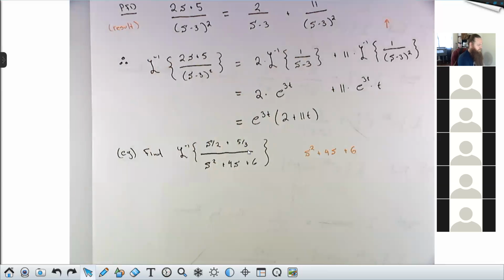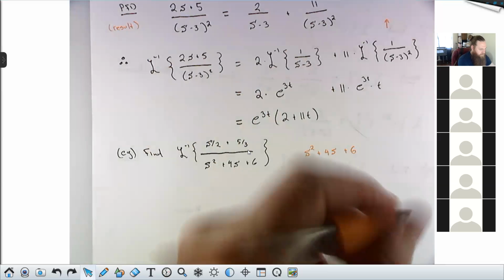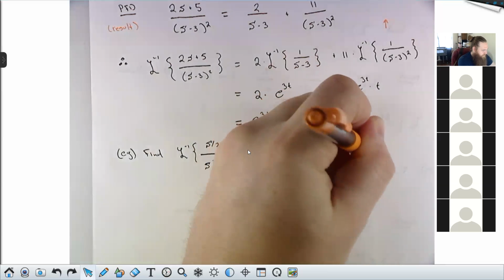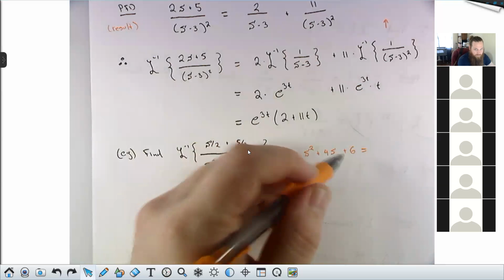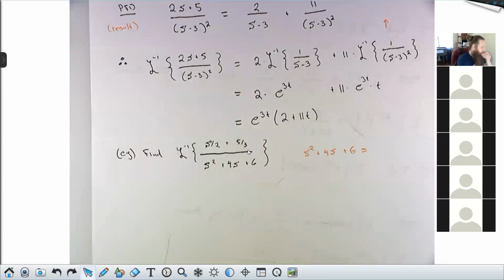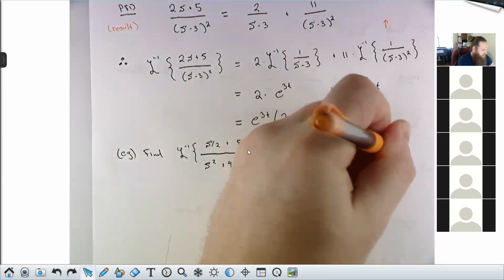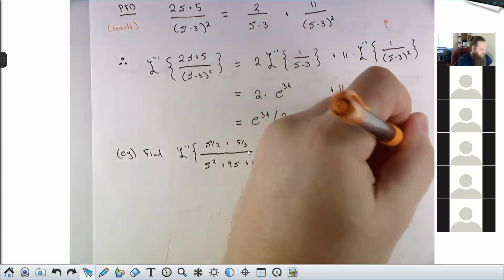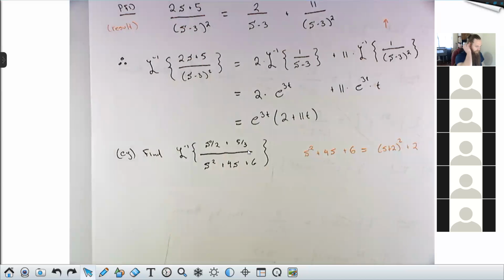Plus 6. If you try to compute the discriminant there, b squared minus 4ac, you get 16 minus 24, which is negative. So this doesn't factor. But if you complete the square, you can rewrite this as s squared plus 4s plus 4 plus 2, which is s plus 2 squared plus 2. So the bottom we're thinking of like this, which looks like a shifted sine or cosine thing, depending on which piece of the top you take with it.